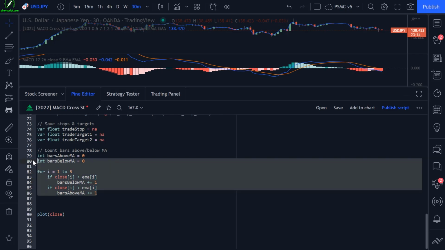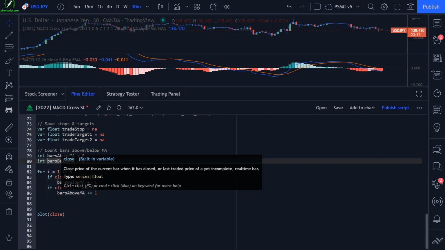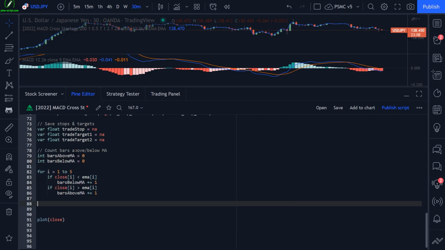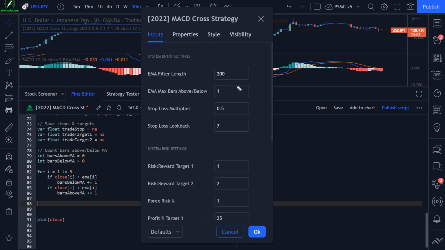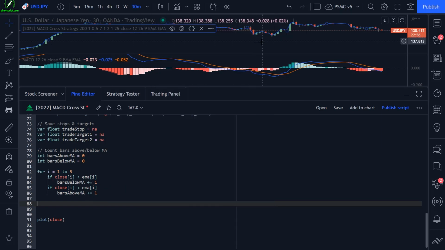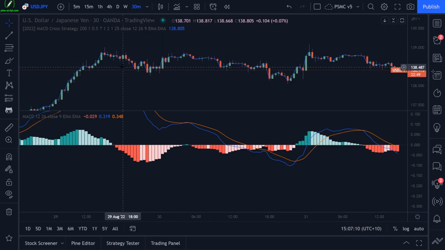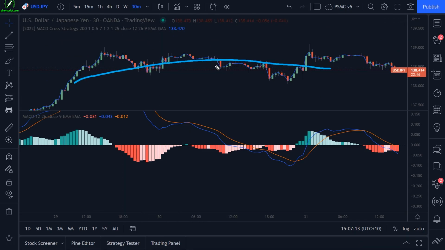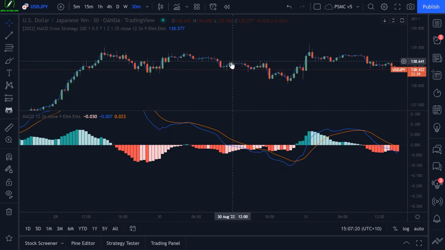And then we can use these 2 variables here to eliminate any trades that had more than 1 bar, or more than whatever this is set to, 1 by default. If more than this number of bars closed above or below the MA, the trade setup is invalidated. That removes a lot of noise from the system from when price action is trading really closely to the MA, or in other words, consolidating. This system doesn't work well during consolidation, during sideways markets.